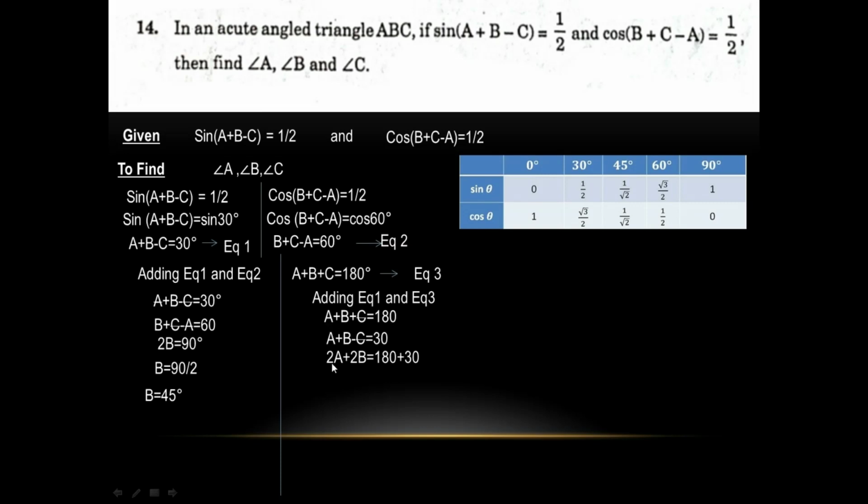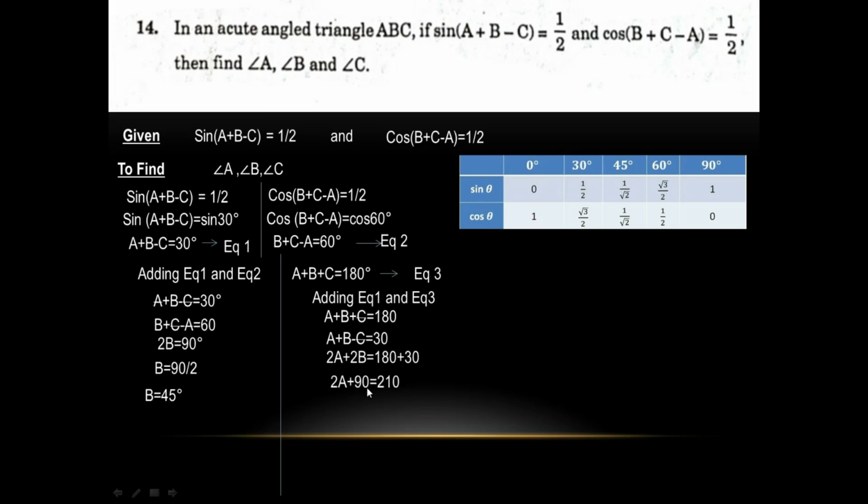Here A plus A is equal to 2A. B plus B is equal to 2B. Then C minus C, we are cancelling these two. Then we get 180 plus 30. We get 2A plus 2B is equal to 180 plus 30.